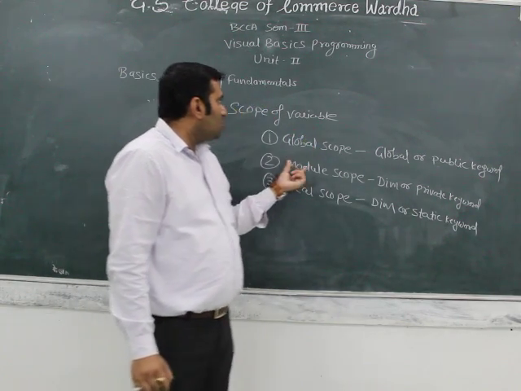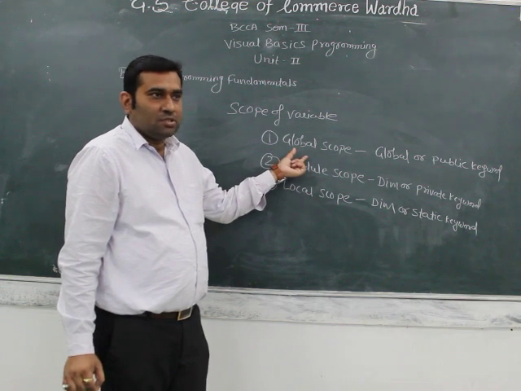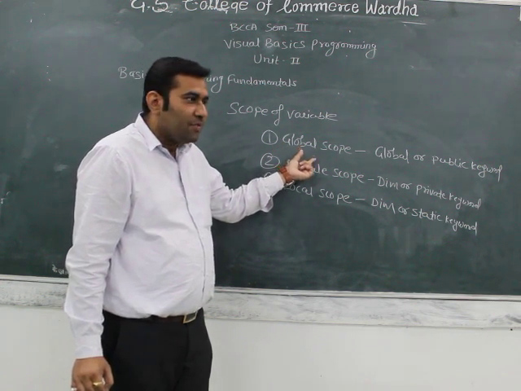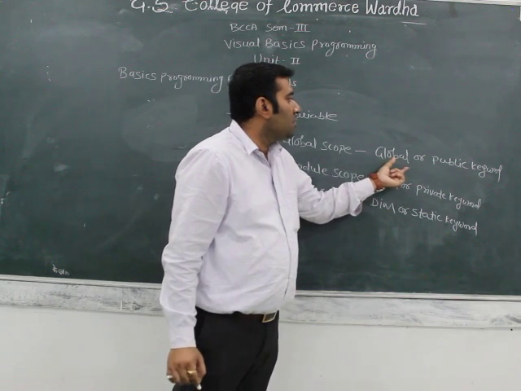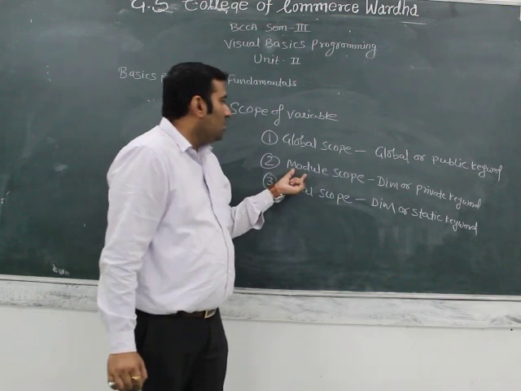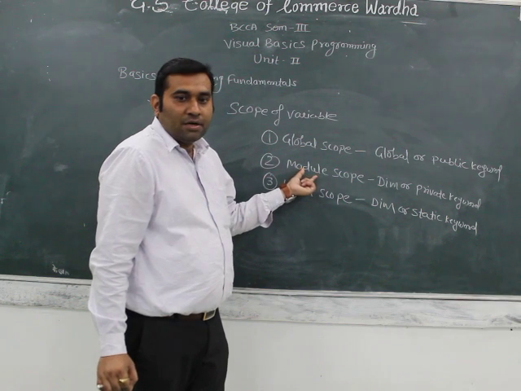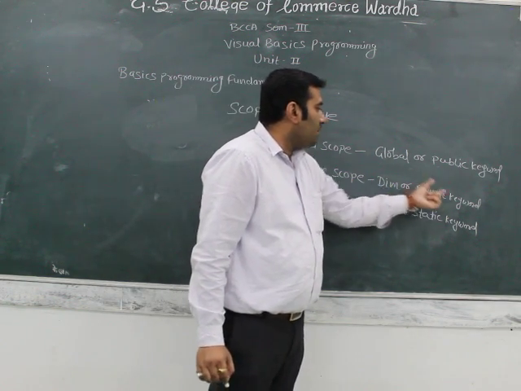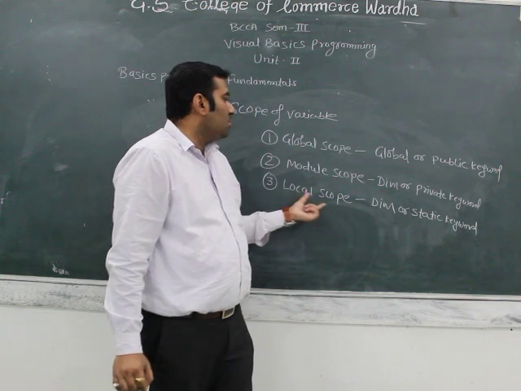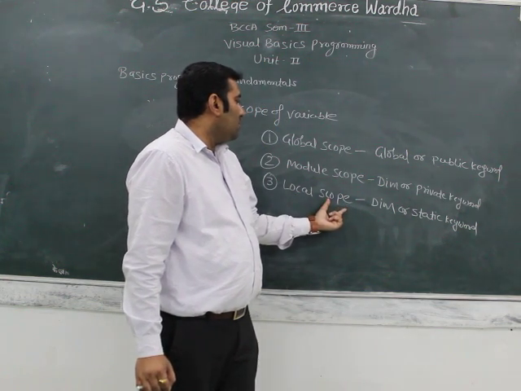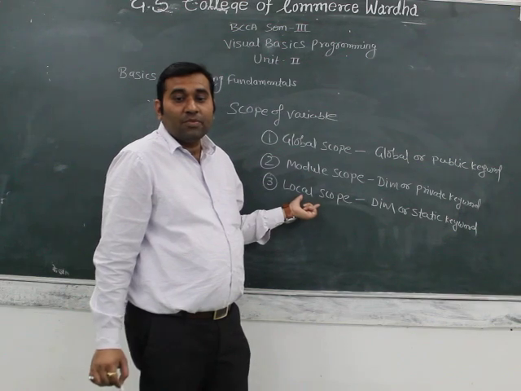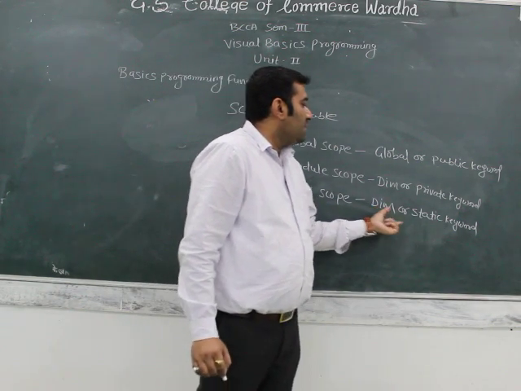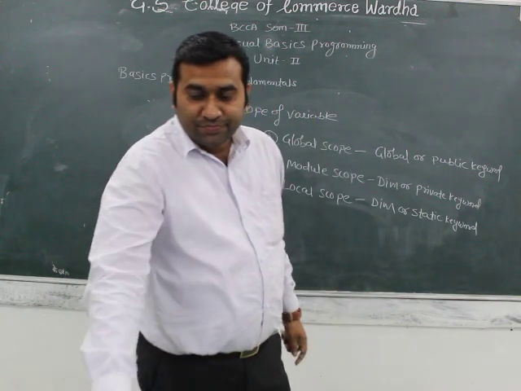There are three types of scope of the variable. First is global scope. Global scope is available anywhere in the program. They are declared with the global or public keyword. Module scope is available within the module. They are declared with the dim or private keyword. Then the local scope is available to the procedure in which they are created. They are declared with the dim or static keyword.